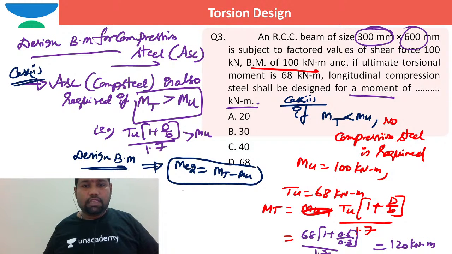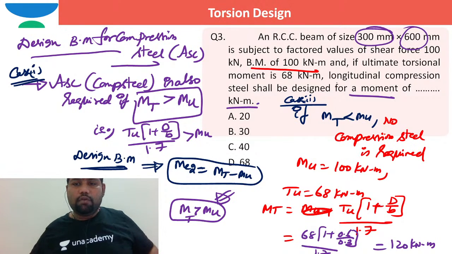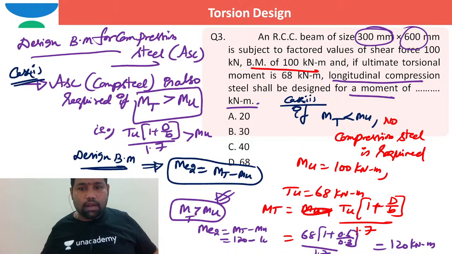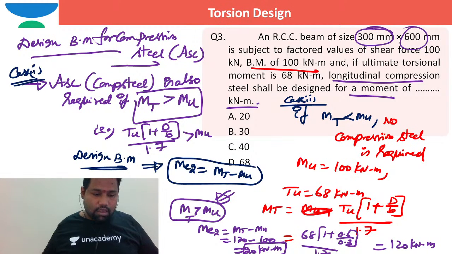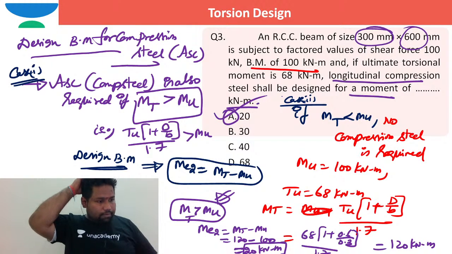The Mt here in this present case, Mt is greater than Mu. When Mt is greater than Mu, what is the equivalent bending moment? What is the bending moment for which I need to design this longitudinal compression steel? So design bending moment for longitudinal compression steel, which is Me2, is Mt minus Mu. The answer is 120 minus 100, it is 20 kilonewton meter. This is the bending moment for which I need to design the extra compression steel, which is option A. Option A is the correct one, right?